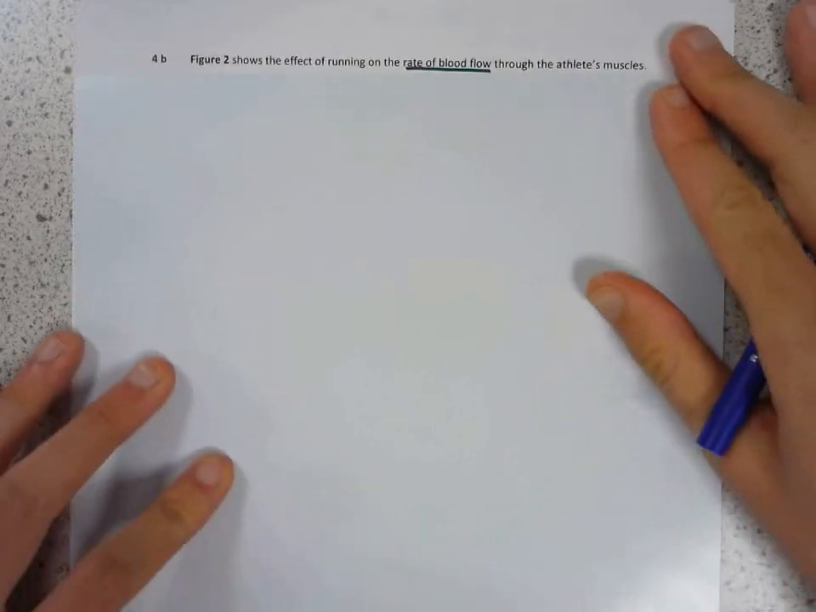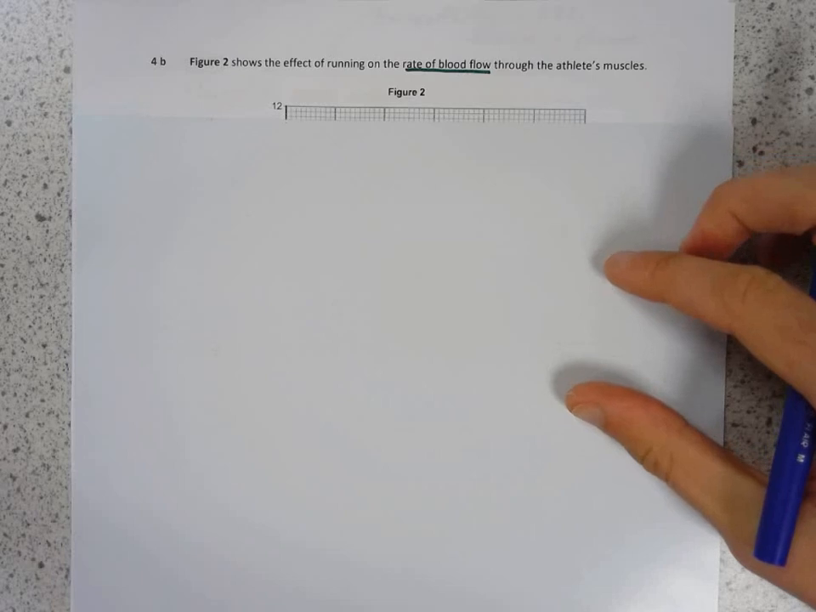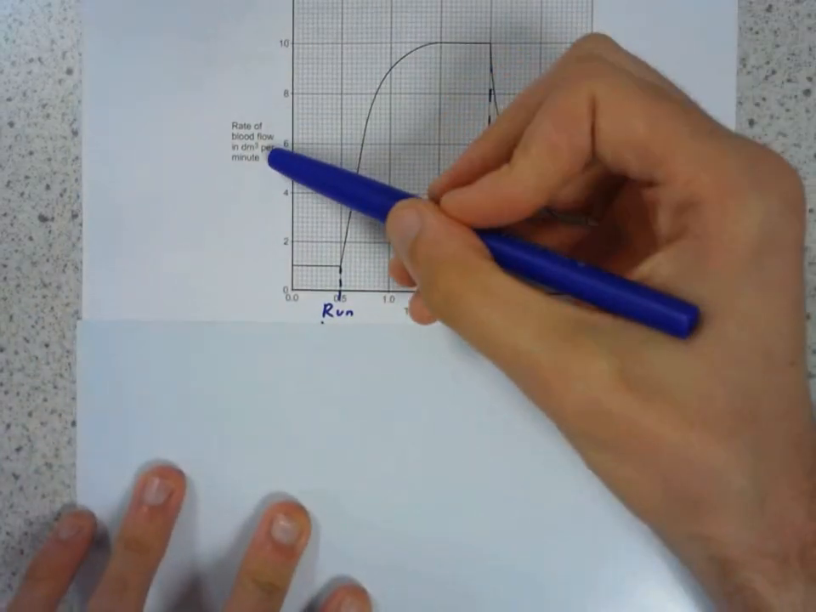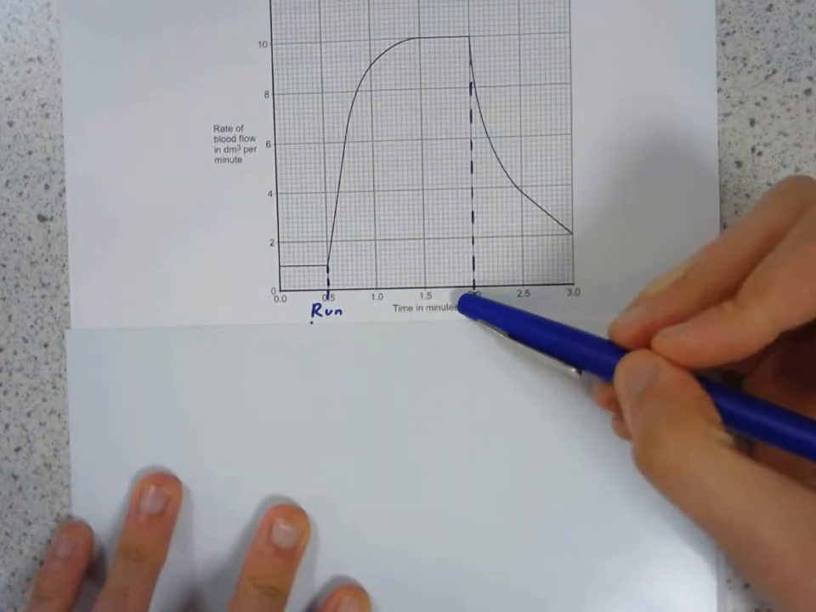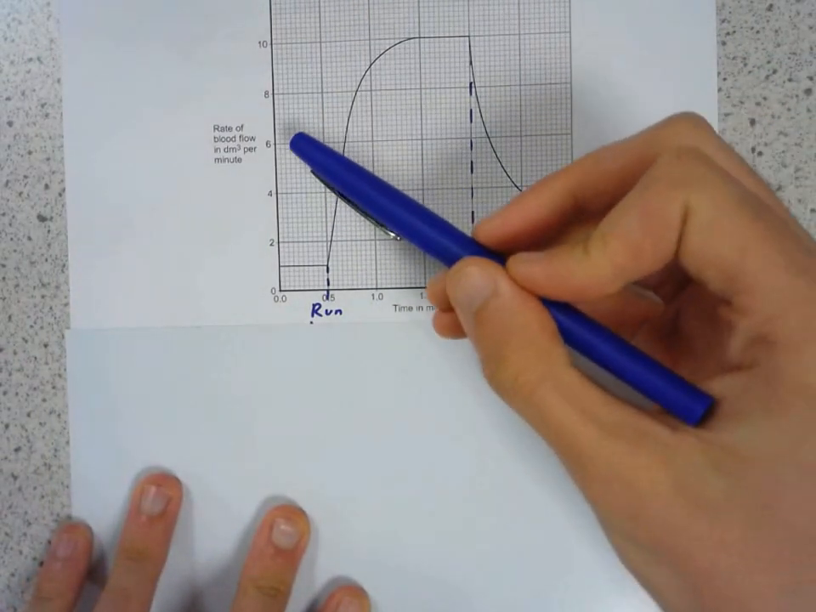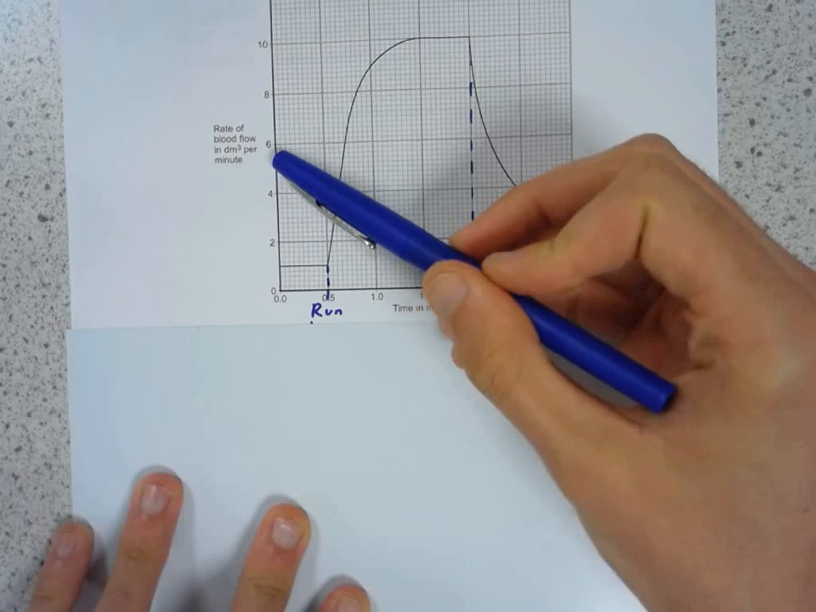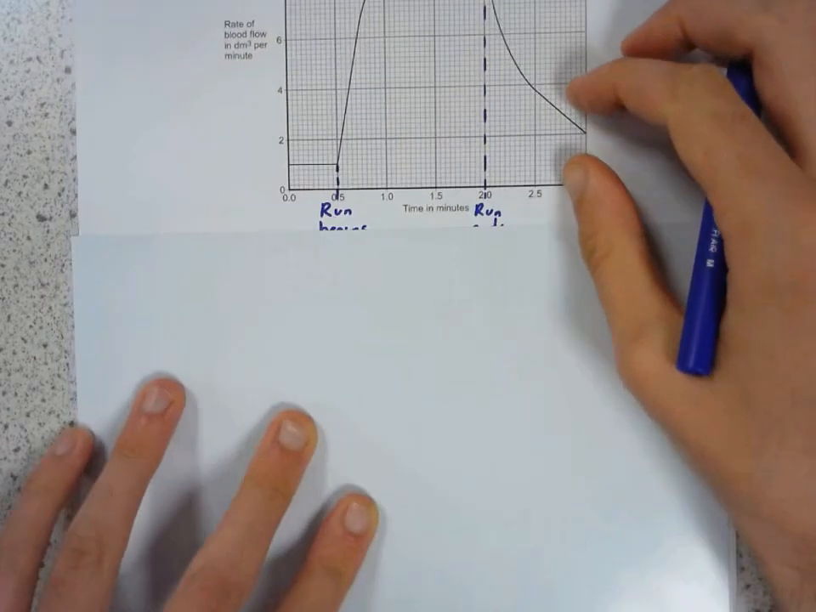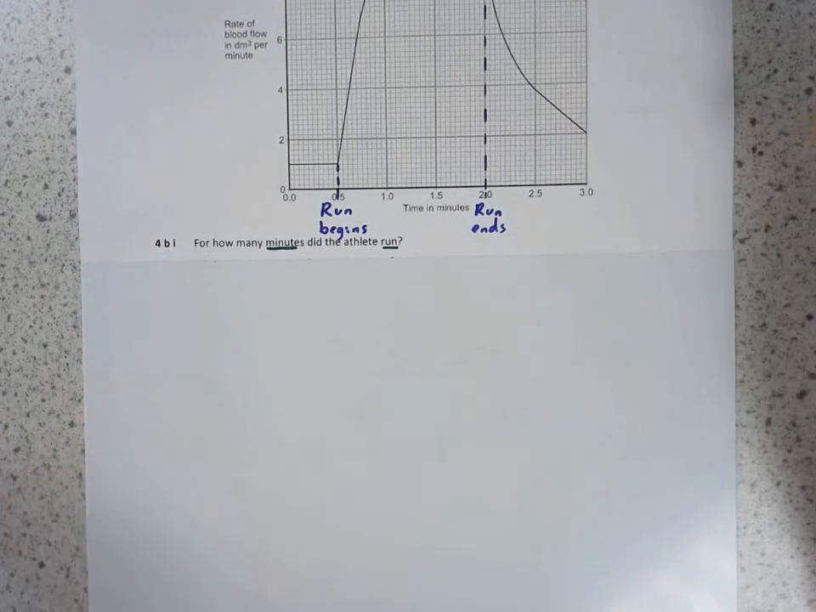(4b). Figure 2 shows the effect of running on the rate of blood flow through the athlete's muscles. Let's have a look here. So we can see the rate of blood flow on the y-axis, the time in minutes on the x-axis. Remember, the rate of blood flow is the amount of blood flowing through your blood vessels per minute. For how many minutes did the athlete run?